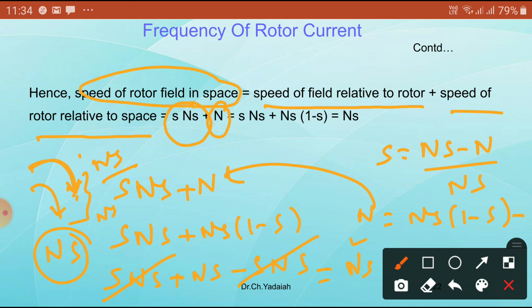That means the rotating magnetic field of the stator and the rotating magnetic field of the rotor are at the same speed. What is the relative speed between the stator RMF and the rotor RMF? It is equal to 0, because both are running at synchronous speed. But the rotor is not rotating at synchronous speed. So we derived this here.